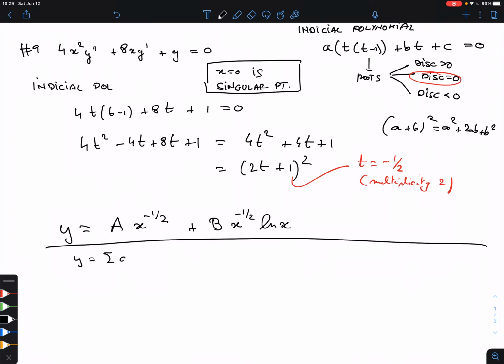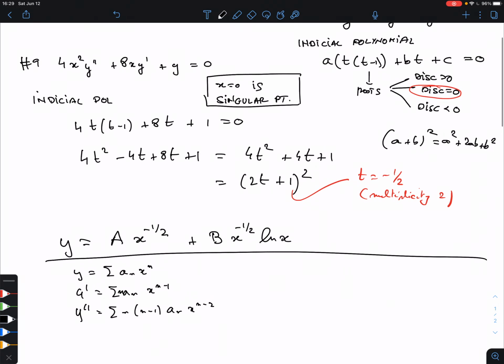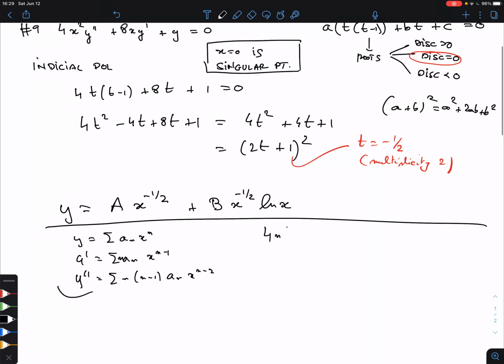If I try to put in here x^n, so y prime is the summation of n a_n x^(n-1), y double prime is the summation of n(n-1) a_n x^(n-2). Okay, if I now multiply, we have to do 4 times x squared, so this is 4n(n-1) a_n. That's 4 times this, and this gives me exactly x squared.